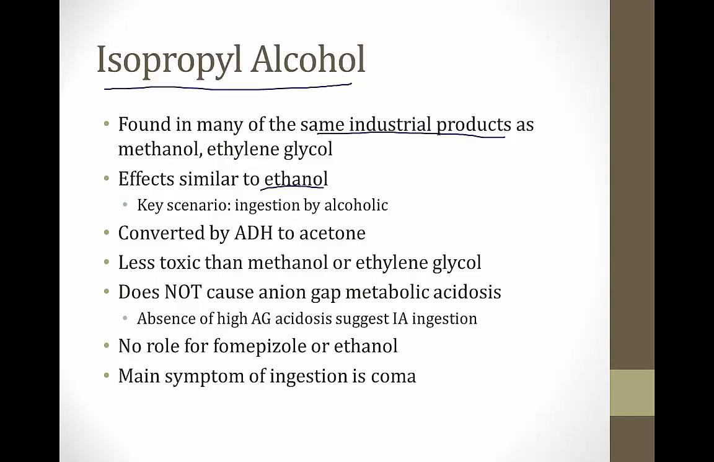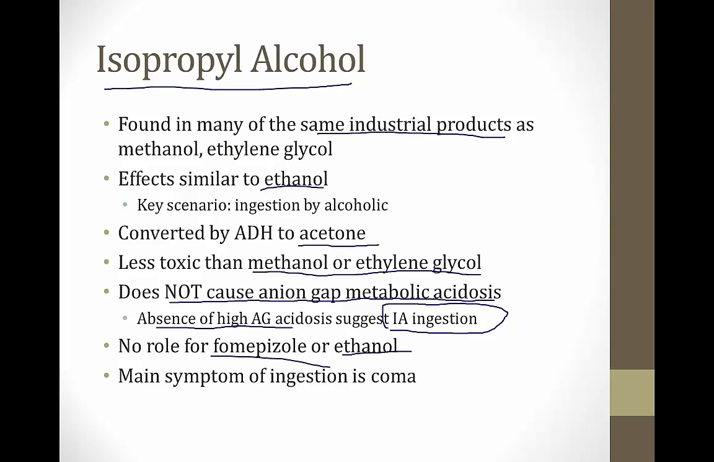It gets converted by alcohol dehydrogenase to acetone, and acetone is much less toxic than the metabolites of methanol or ethylene glycol. Importantly, it does not cause an anion gap metabolic acidosis, as I said, so if someone's ingested toxic products but they do not have a high anion gap acidosis, it suggests isopropyl alcohol, and this is something you'll learn about if you ever do a rotation in toxicology. There's no role for fomepizole or ethanol here, and the main symptom of ingestion is coma. So I just mentioned this because it often comes up in the same areas as methanol and ethylene glycol.